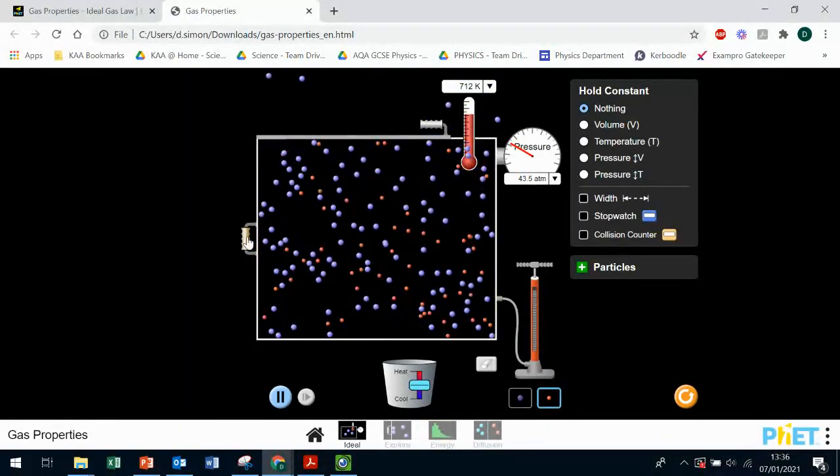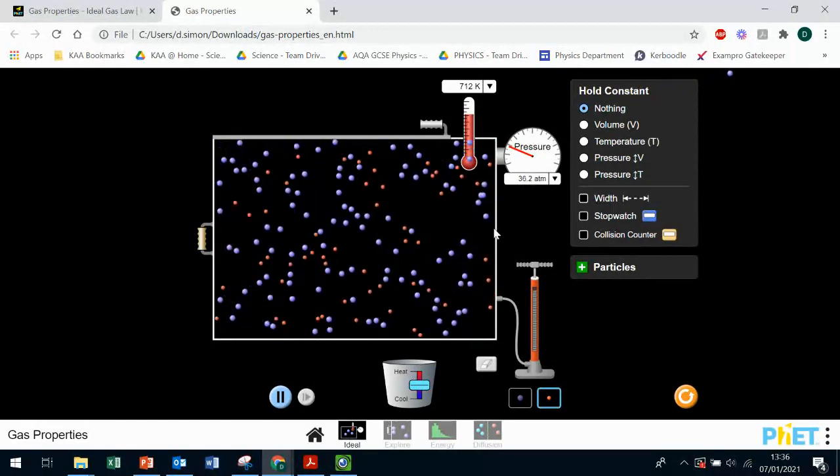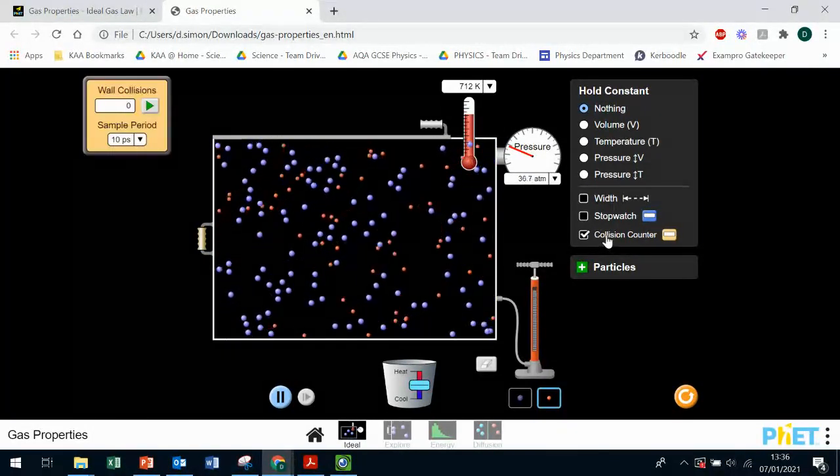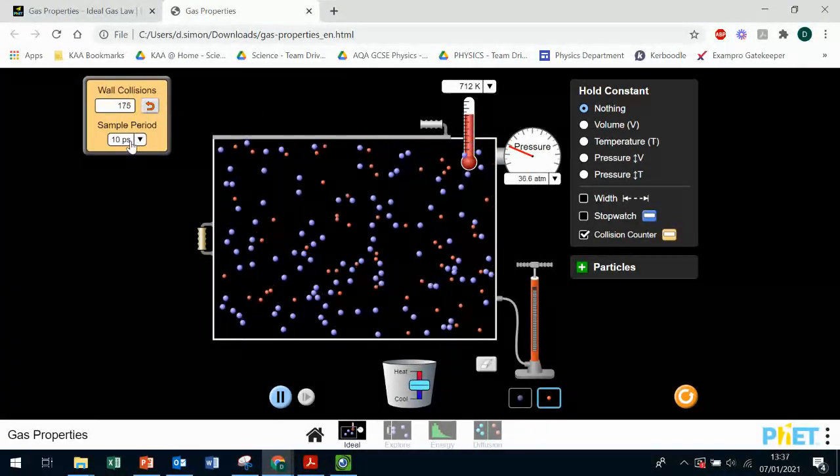Let's return the lid. And then to link this to collisions, and students do need to be able to explain this in words, maybe in 2 or 3 mark questions, we can actually put on a collision counter, and we can count the collisions in a fixed period of time.